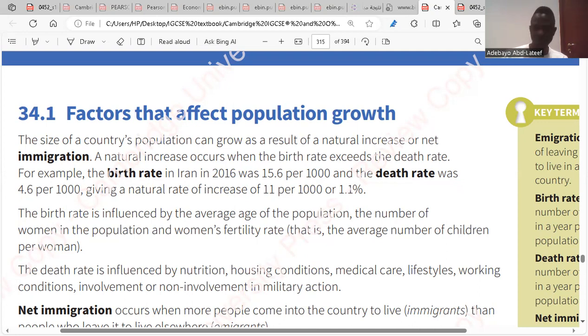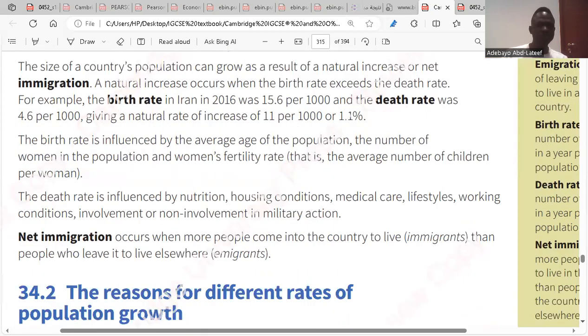Is the death rate influenced by nutrition, housing conditions, medical care, lifestyle, working conditions, involvement or non-involvement in military action? These are the factors that influence the death rate. Why do people die? People die based on nutrition, housing conditions, medical health care, their lifestyles, working conditions.